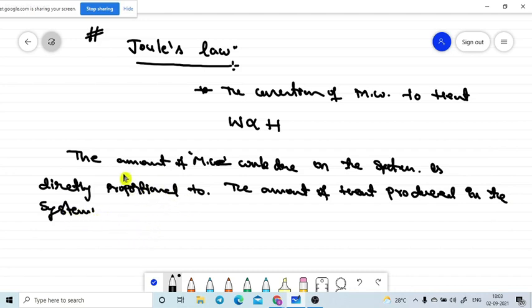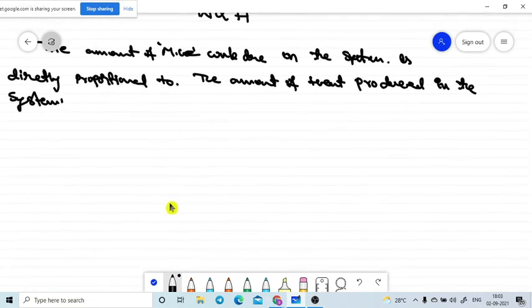That means the amount of mechanical work done on the system is directly proportional to the amount of heat produced in the system. If you are doing work on the system, definitely a certain amount of heat will be produced, and both will be directly proportional. So W is directly proportional to H. While removing the proportionality sign, a proportionality constant J comes in, which is named the mechanical equivalent.